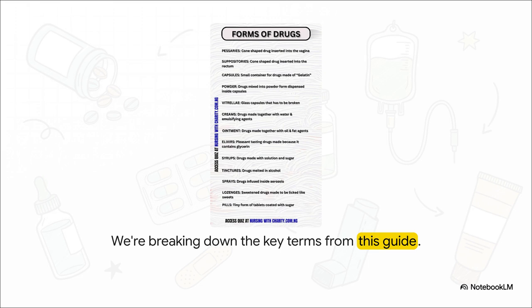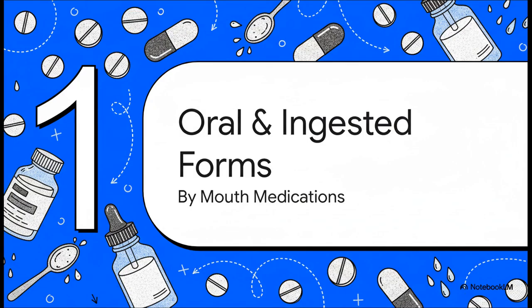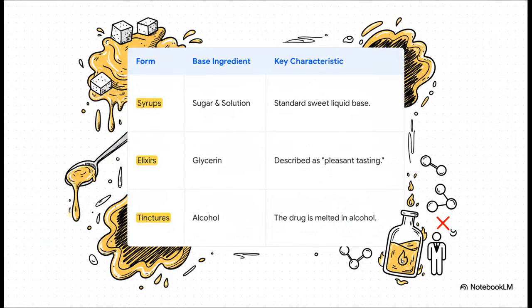Okay, first up, Section 1. We're diving into oral and ingested medications. The drugs your patients take by mouth. Let's start with liquids. Now, for your exam, the absolute key is knowing the base ingredient. Syrups, they're sugar-based. Easy. Elixirs use glycerin, and that's what makes them pleasant tasting. Then you have tinctures, which use alcohol. And knowing this difference is so critical, especially when you're looking at a patient's history or potential allergies.